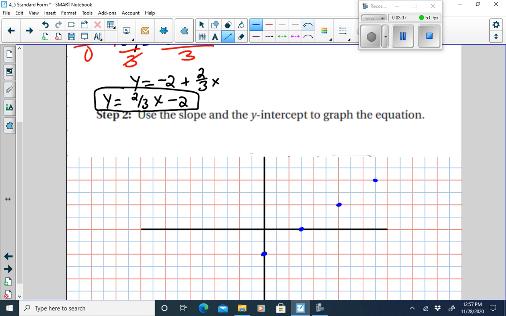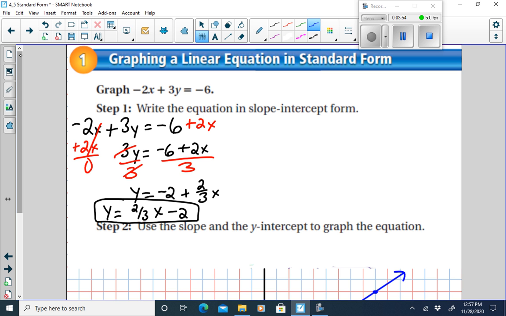We get a collection of points in a straight path, and we want to be able to graph that line, right? And that's how we would graph an equation, or one way we can graph an equation in standard form. Simply rewrite it in slope-intercept form. But there's another way, right? And that's really the lesson today.